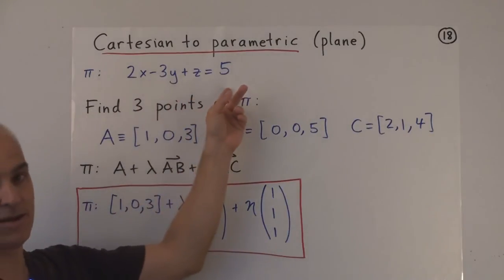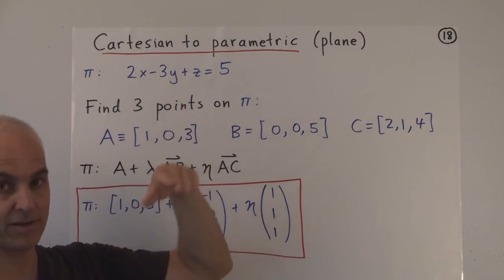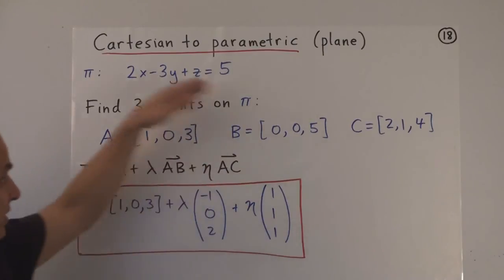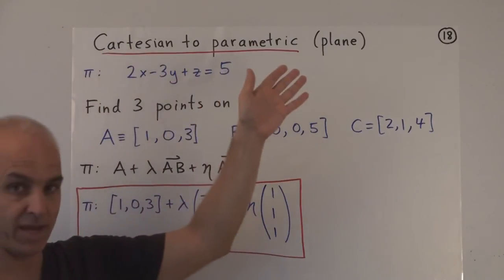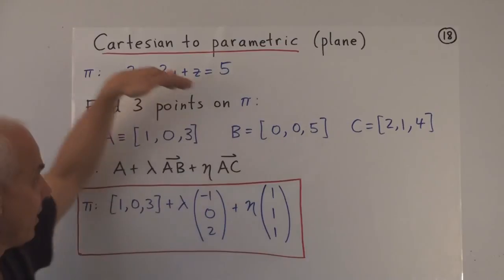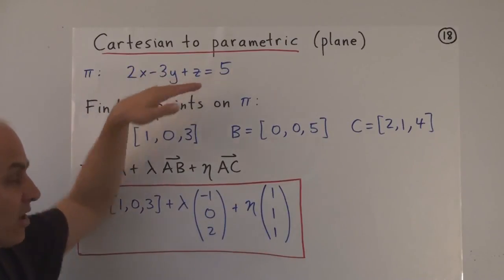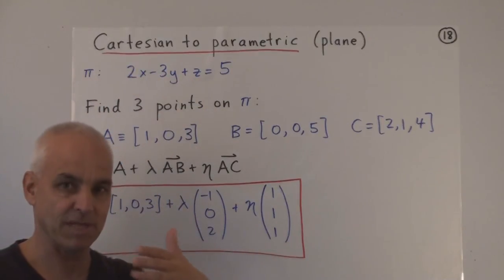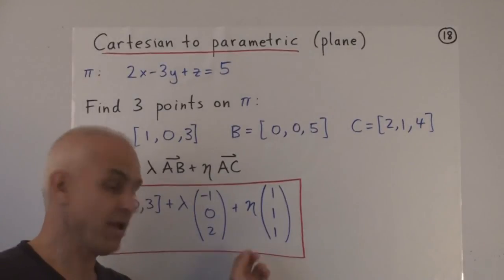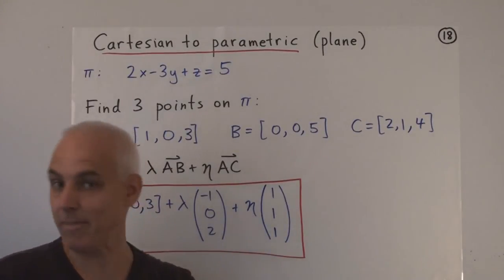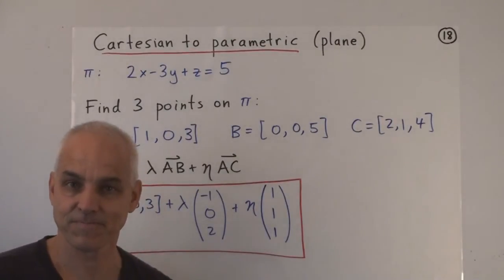This one's unique up to scaling by a constant. You can multiply this equation by 5 and still have the same plane. But other than that, this is a unique form. So the Cartesian form is really, in some sense, preferable to the parametric form, but the parametric form is quite useful in many concrete situations.